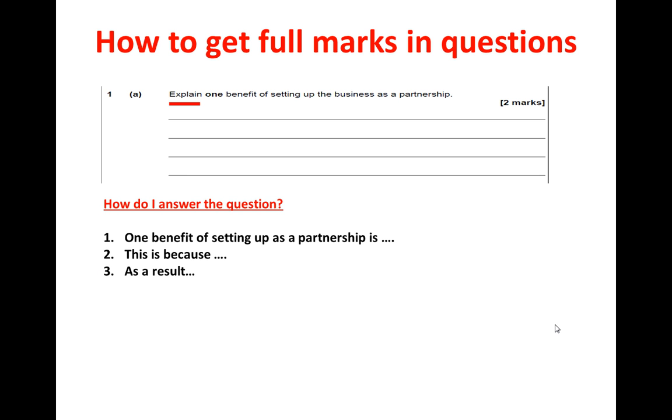So, the first question is as follows. Explain one benefit of setting up the business as a partnership. So, how do you answer the question? Again, you use your MEAL technique. So you start off by making a point: one benefit of setting up a partnership is, and you give your reason. Your second sentence should start with the words "this is because," and then you explain why. And then your third sentence should start with the words "as a result." So what impact is that going to have on Colin and Kira?